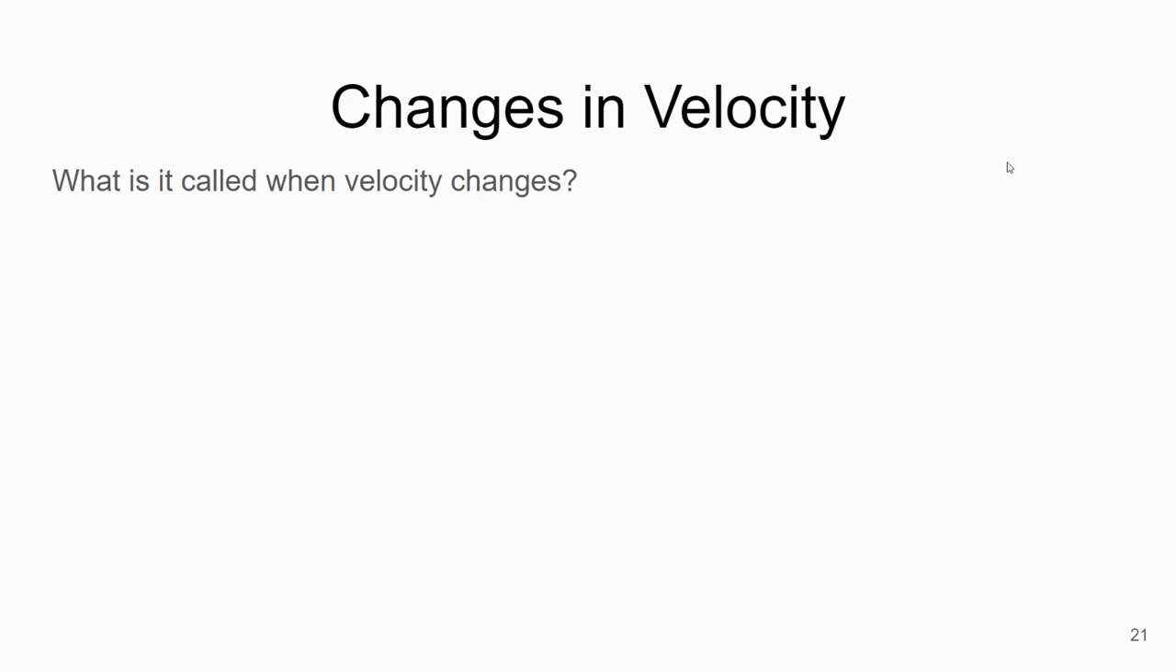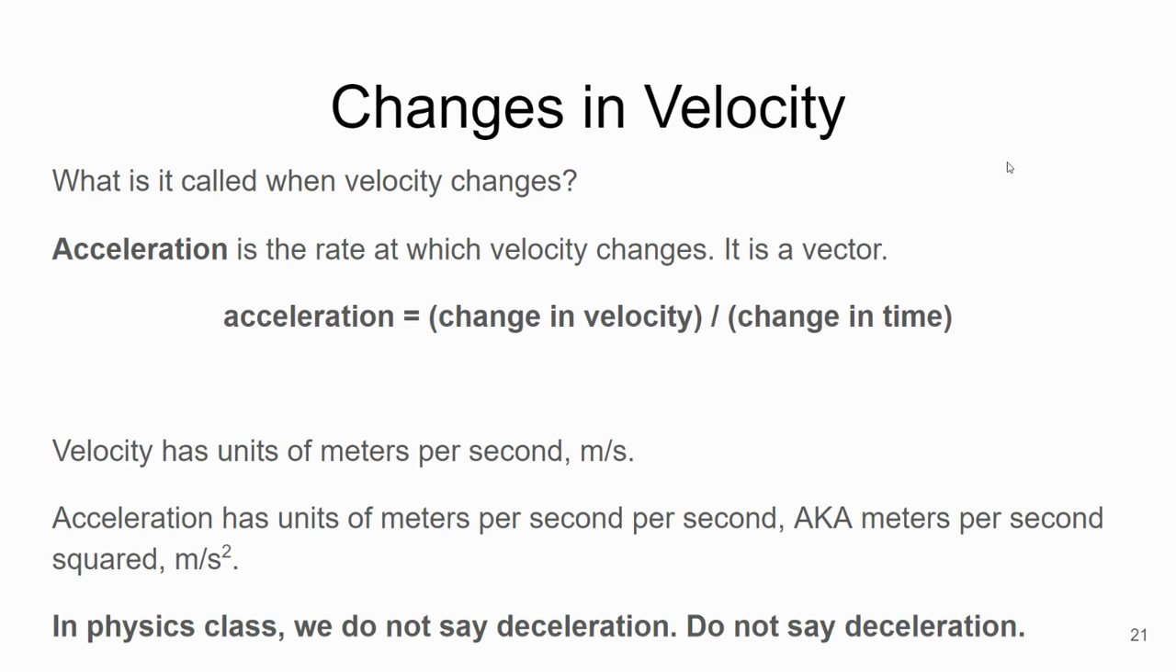So what is it called when velocity changes? It is called acceleration. So this is the rate at which velocity changes. And acceleration is a vector. So acceleration is a change in velocity divided by a change in time. So I should have on here that displacement has units of meters, and velocity is the rate at which displacement changes. So velocity has units of meters per second, and acceleration is the rate at which velocity changes. So it has units of meters per second, but most people will just say meters per second squared.